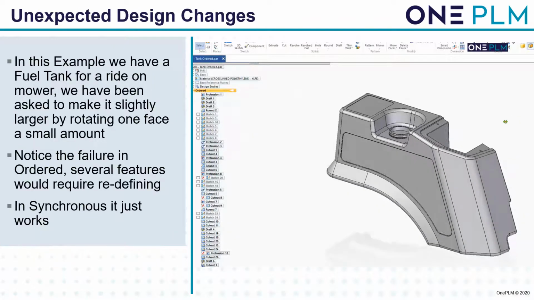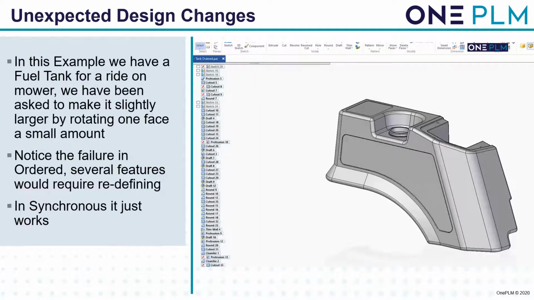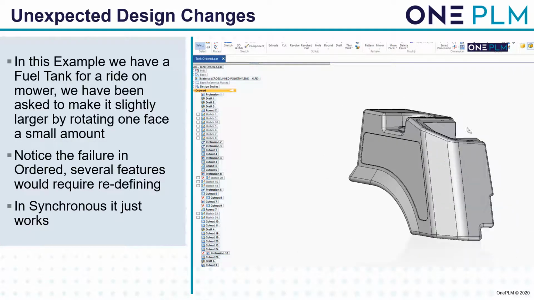Unexpected design changes. So in this example, we have a fuel tank for a wind-on mower. We've been tasked to make it slightly larger by rotating the front face a small amount. So the face that we're highlighting on there.